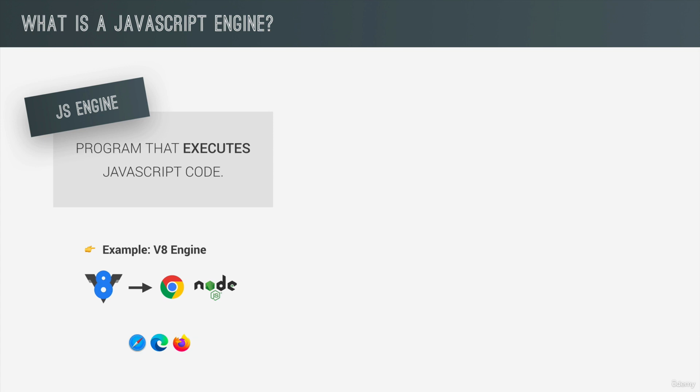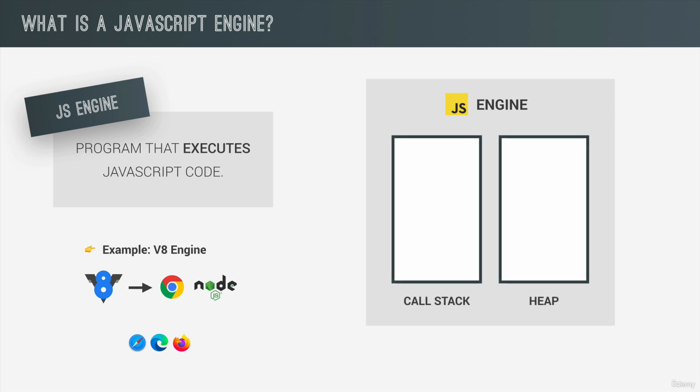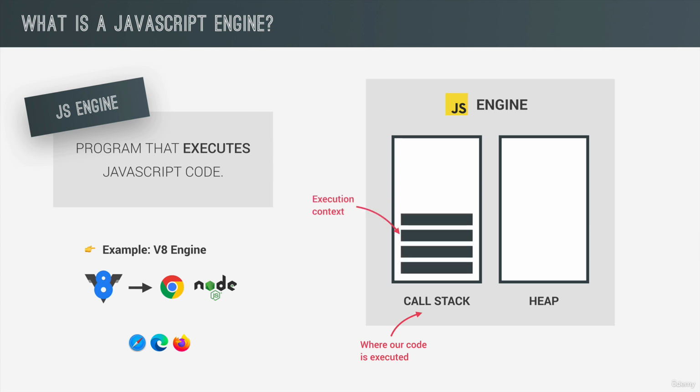Anyway, it's quite easy to understand what an engine is. But what's most important is to actually understand its components and how it works. So any JavaScript engine always contains a call stack and a heap. The call stack is where our code is actually executed using something called execution contexts. Then the heap is an unstructured memory pool which stores all the objects that our application needs.